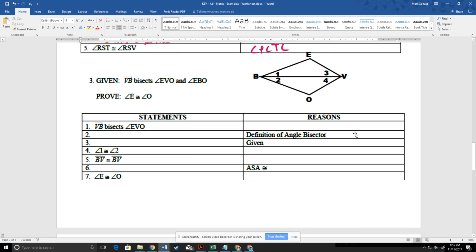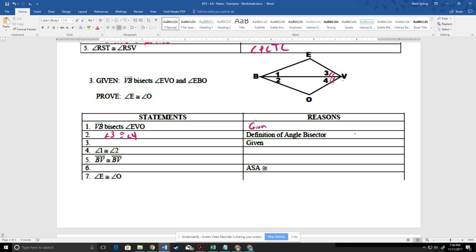All right. Looking here, it says that we have VB. So this ray VB bisects, it should probably say segment VB bisects EVO and EBO. In other words, it's bisecting two different angles. So it's bisecting angle EVO, and that's the first given piece of information. And then I see the reason is definition of angle bisector. Well, what does an angle bisector do? It splits a larger angle into two congruent smaller angles. And in this case, those two congruent smaller angles, because EVO is our large angle here, are angle 3 and angle 4. So we know that angle 3 has to be congruent to angle 4, and that is because of the definition of angle bisector.